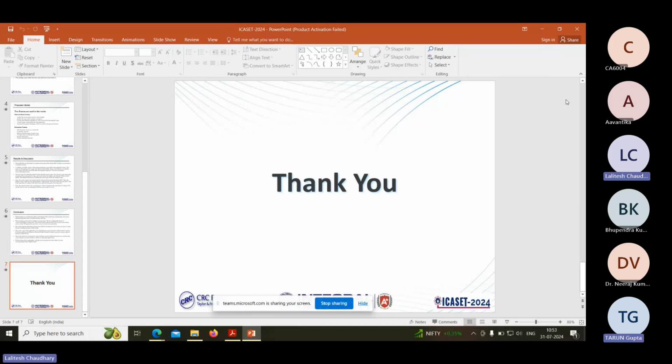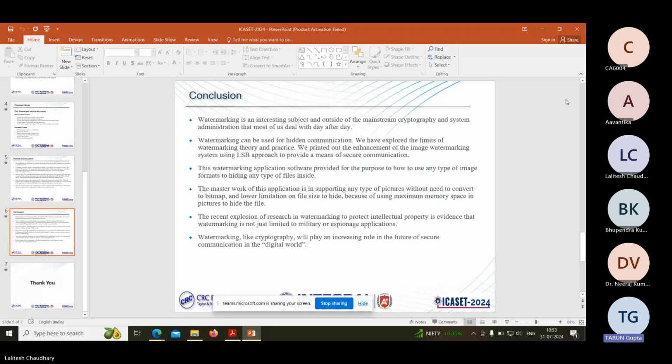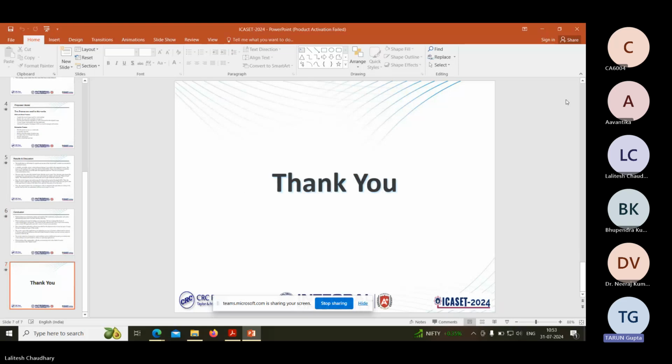Latesh, what do you mean by the term robustness with your work? How can you correlate this word with your work?